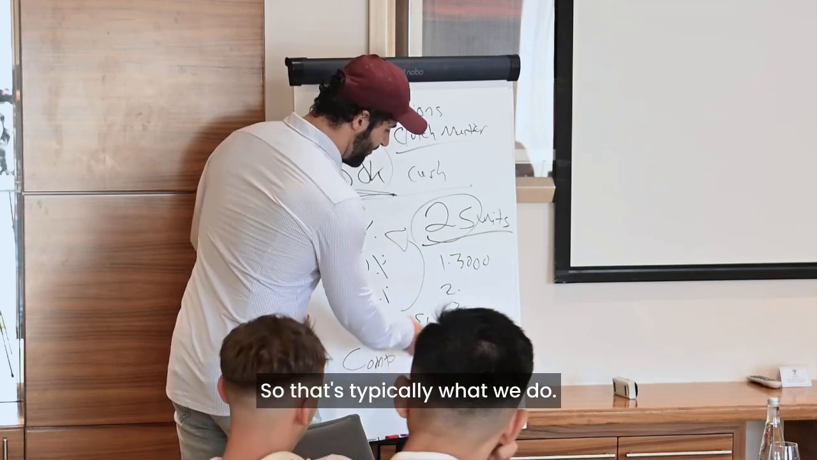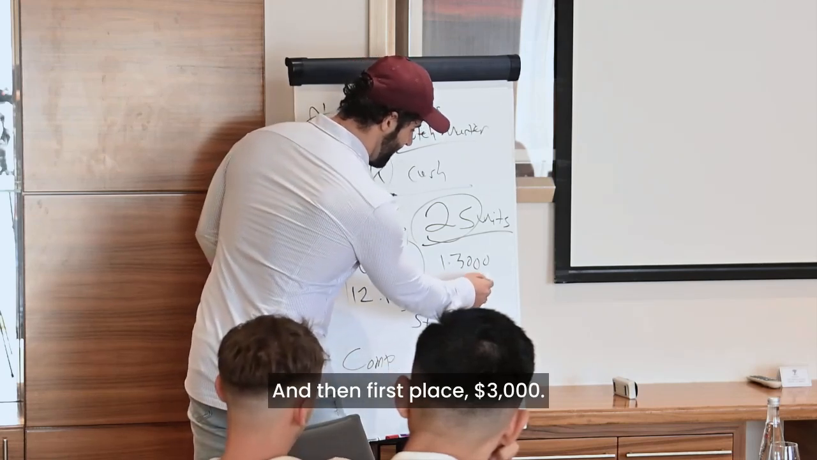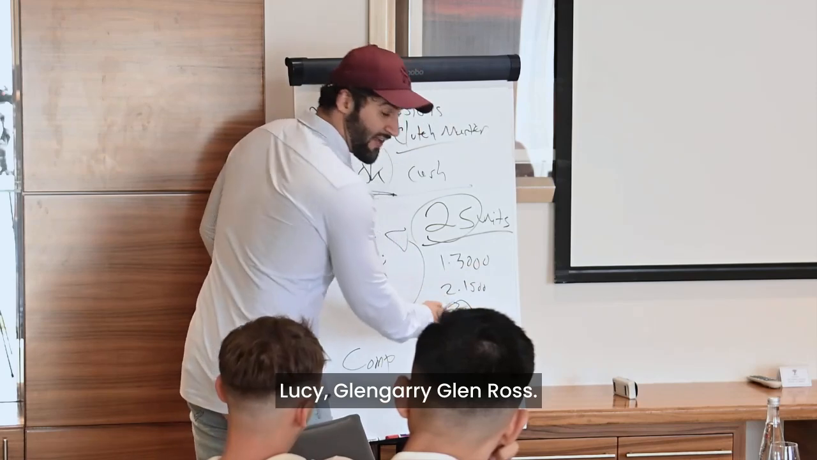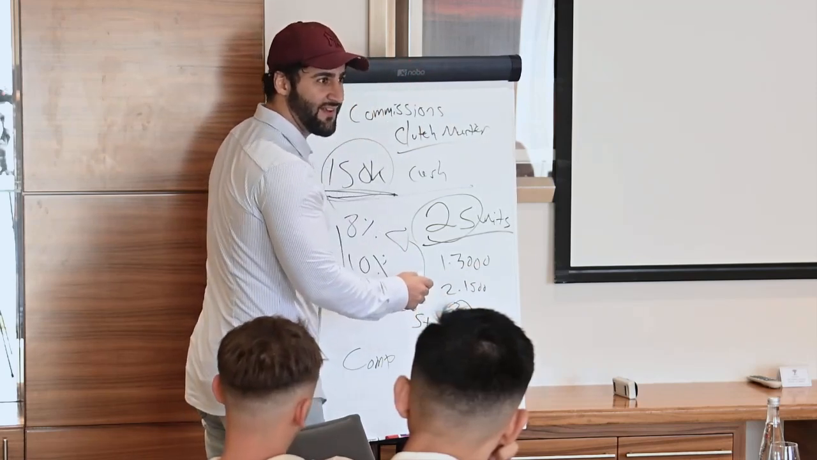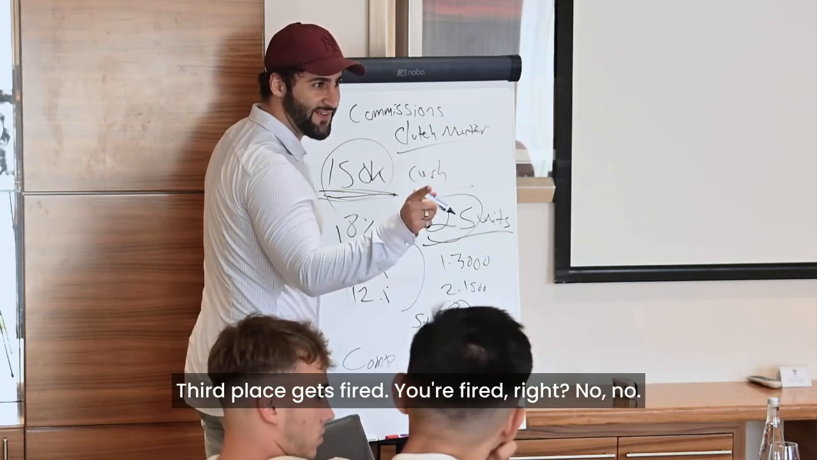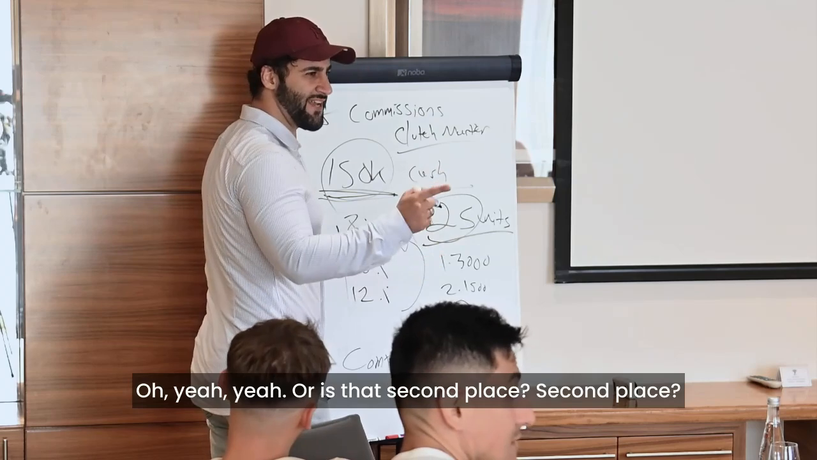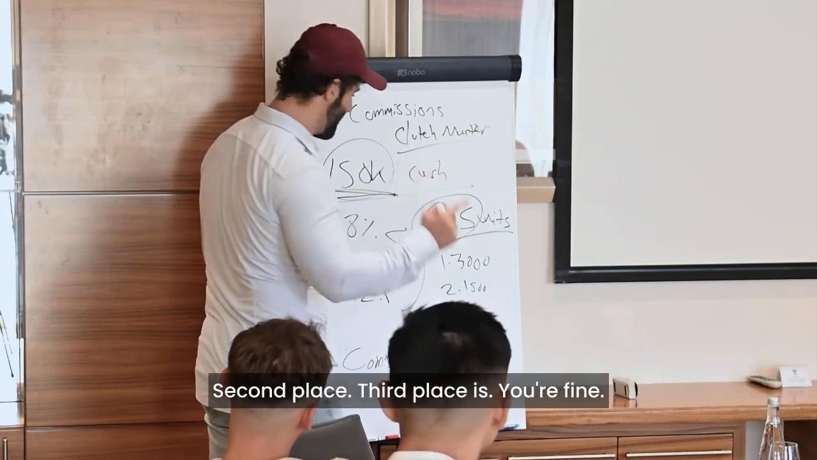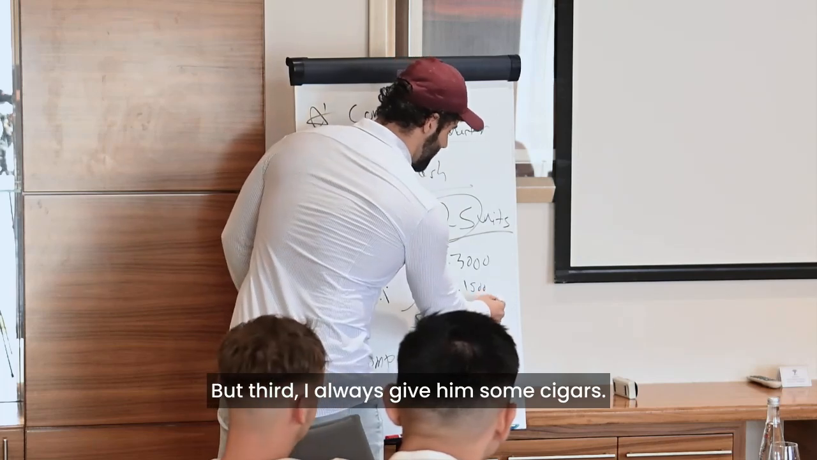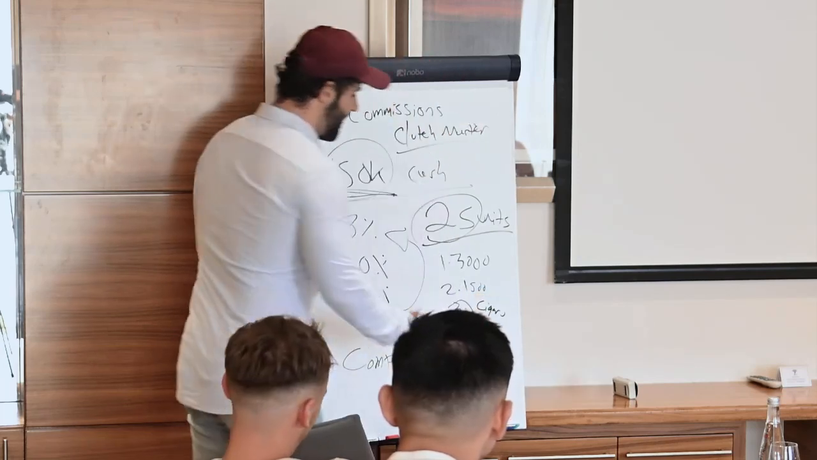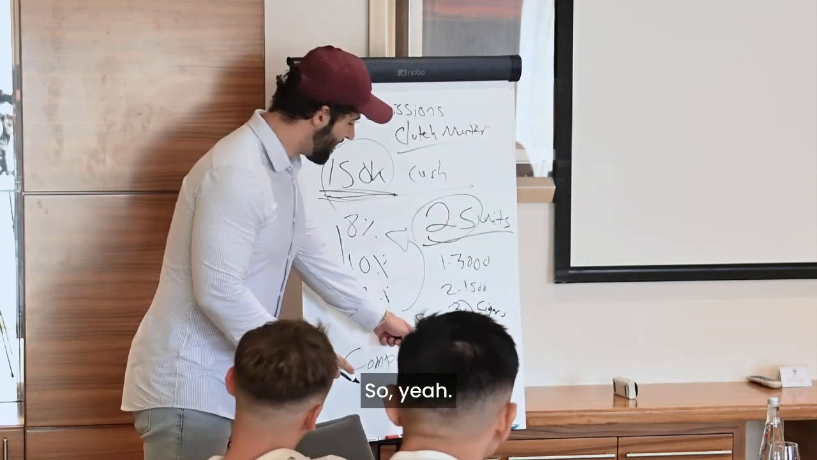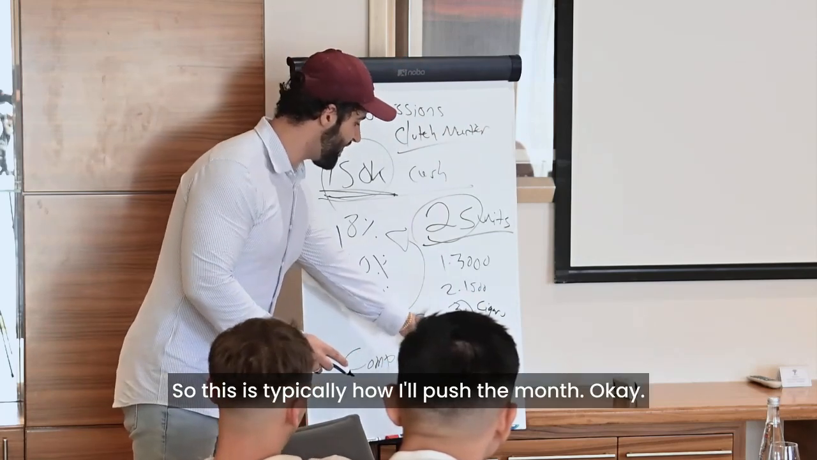So that's typically what we do. First place $3,000, second place $1,500. Third place, I always give them some cigars because I want cigars. So this is typically how I'll push the month.